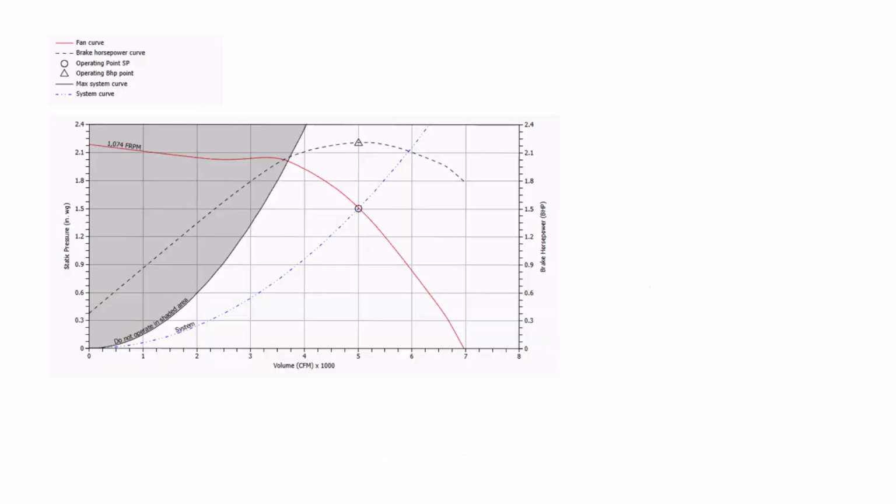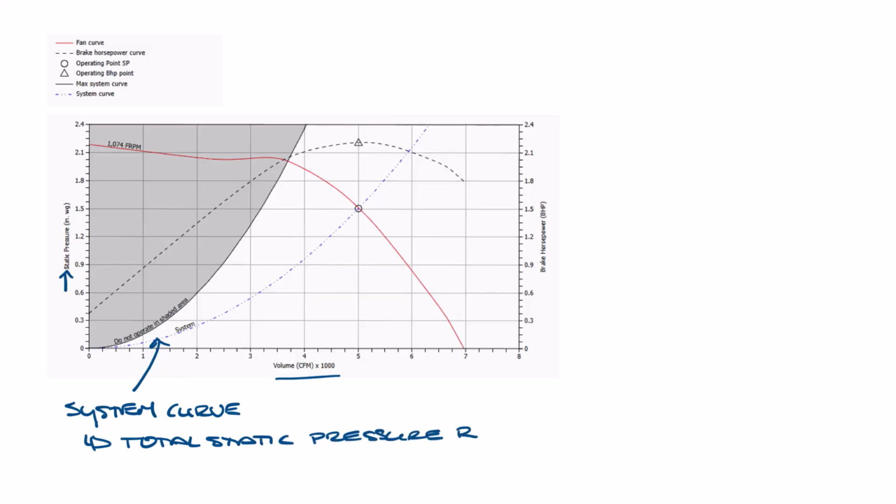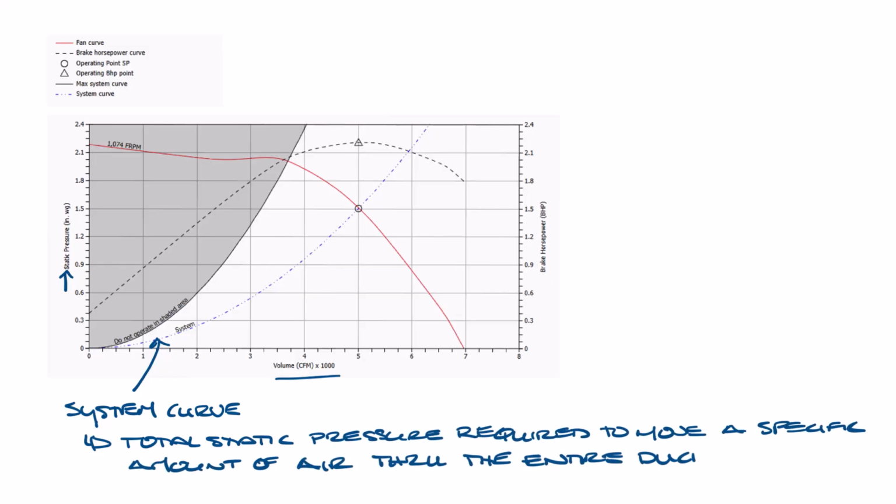Airflow is along the bottom and static pressure is up the side. The red line is your fan curve. As you move to the right, you're getting more airflow but at a lower pressure. The blue line is the system curve. The system curve is a graph that shows the total pressure required to move a specific amount of air through the entire duct system at different airflow rates.